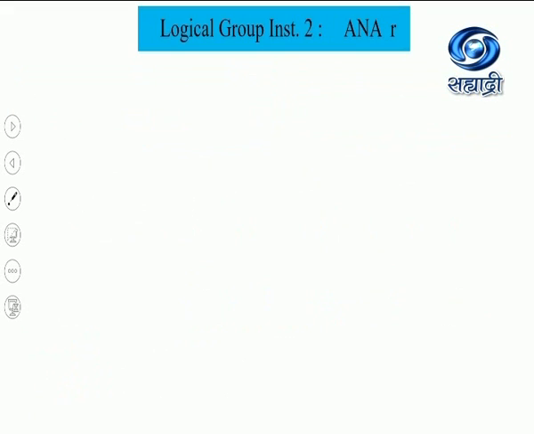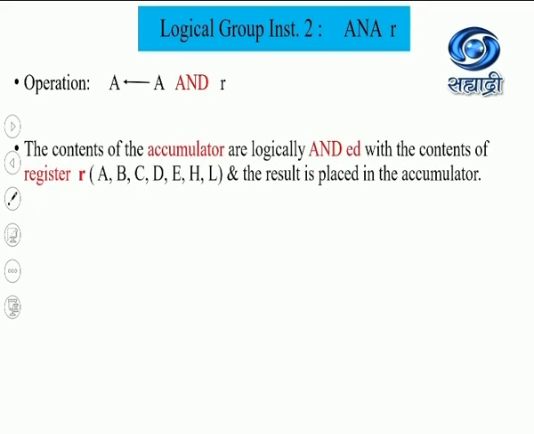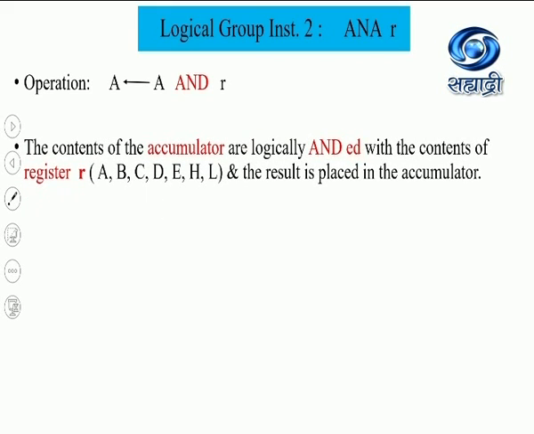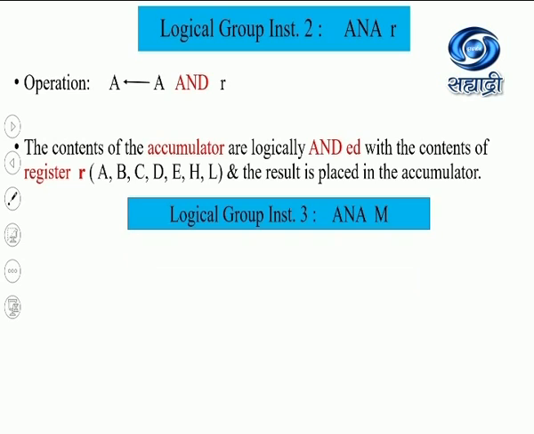There is another variation of logical AND operation, ANA R, AND accumulator with register R. Contents of accumulator are logically ANDed with contents of register R. R can be any one of these registers. The result is placed in the accumulator. So here one of the operands is in accumulator and another operand is in general purpose register R.